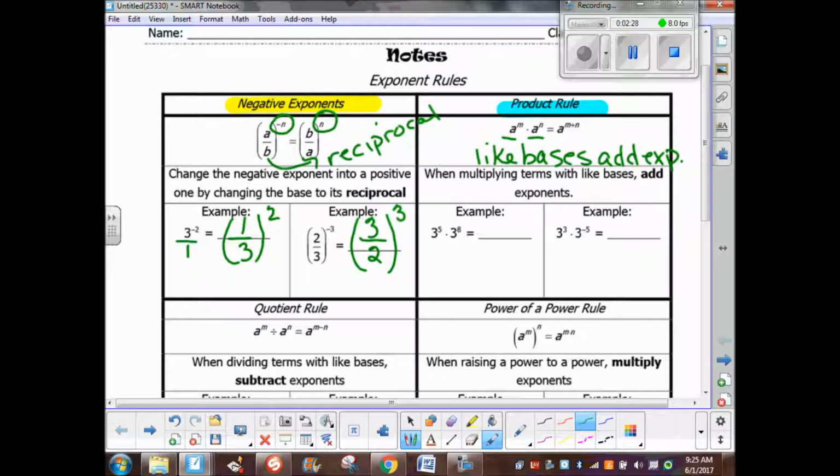So let's look at our example. 3 to the 5th times 3 to the 8th. Do we have like bases there? Yeah. What is the base? 3. Tony, what's the answer? 3 to the 13th. 3 to the 3rd times 3 to the negative 5. Do we have like bases? What's the base? 3. Okay, so what's the answer? Somebody raise your hand. Liam. Negative 2. What to the negative 2? 3 to the negative 2. Okay?